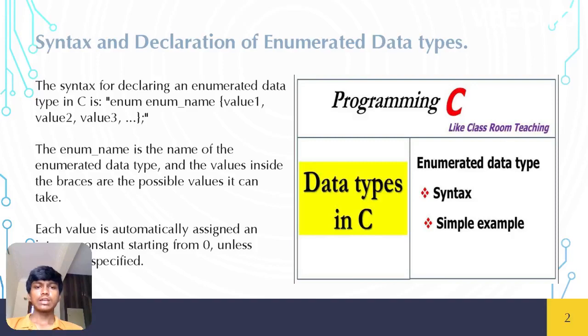Next, syntax and declaration of enumerated data types. In the syntax for declaring an enumerated data type, enum name is the name of the enumerated data type, and the values inside the braces are the possible values that it can take. Each value is automatically assigned an integer constant starting from 0 unless explicitly specified.